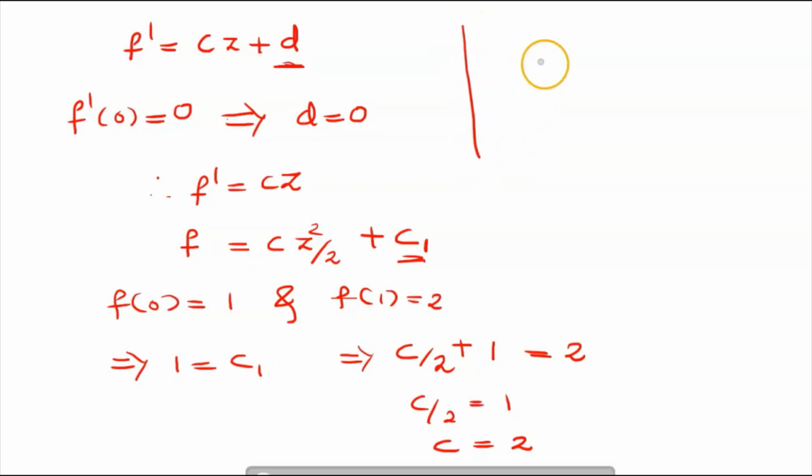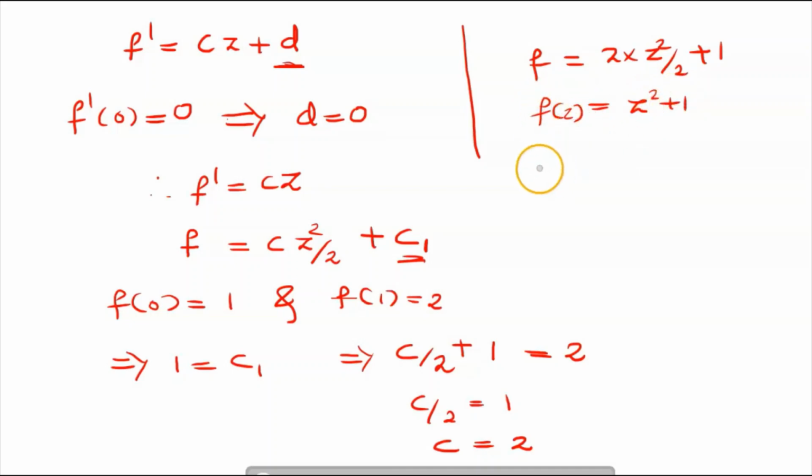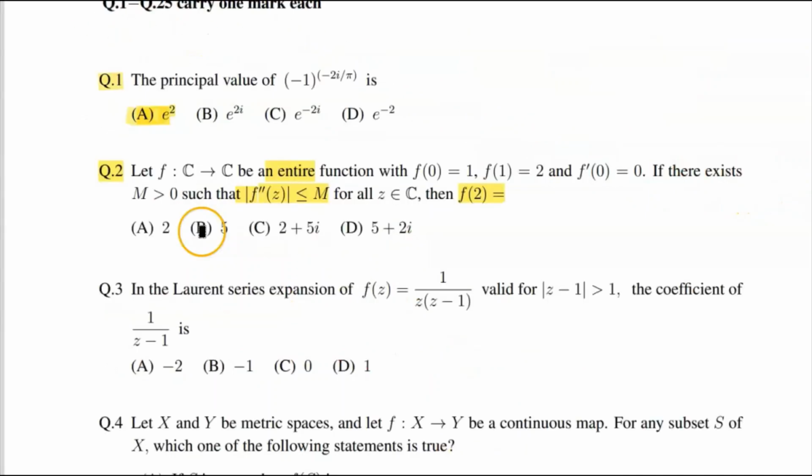That is, we get f equal to 2 times z²/2 plus 1. That is z² plus 1. f(z) is z² plus 1. Now we need to find f(2). f(2) is 2², 4 plus 1, that is 5. f(2) equal to 5 is the right answer. So option B, 5, is the right answer.